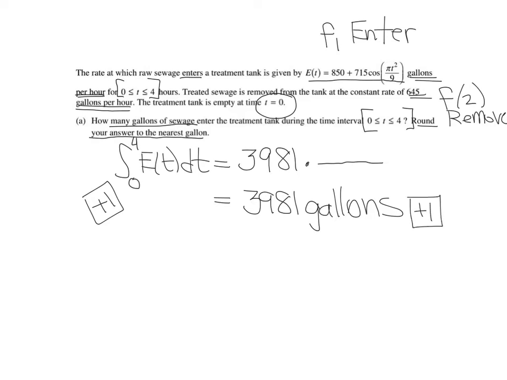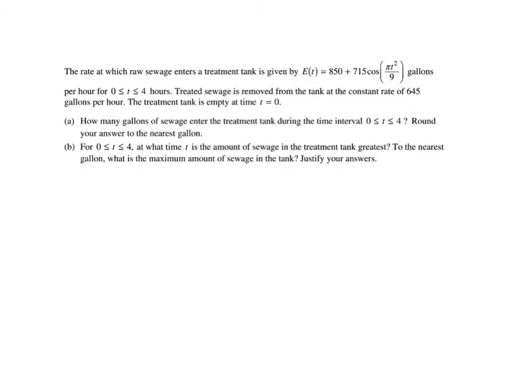Okay, let's move on to part B now. Part B, you are asked at what time t is the amount of sewage, so that means entering and removing, the greatest. Aha. So that means we need to find a maximum. And how do you find maximums? You look at the endpoints and the critical points. Okay, so our endpoints are going to be 0 and 4. And now we have to find the critical points using our calculator.